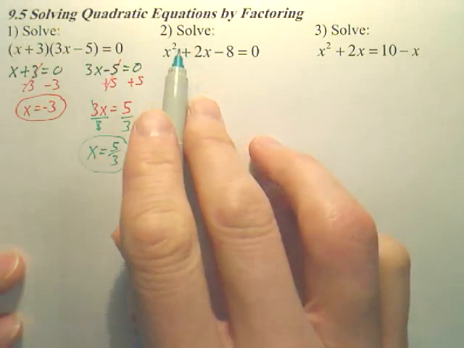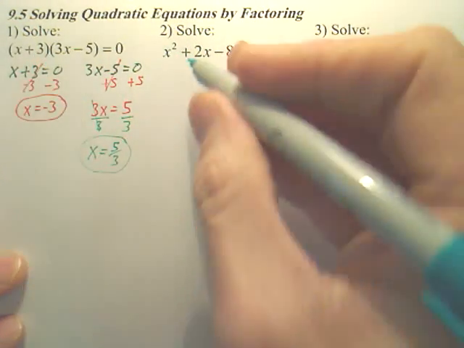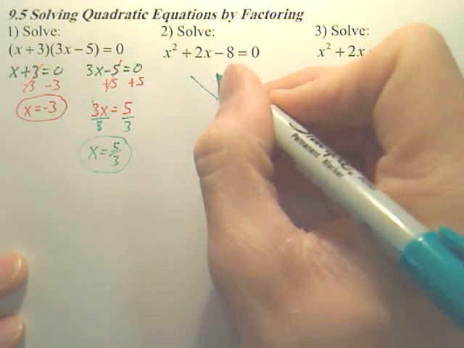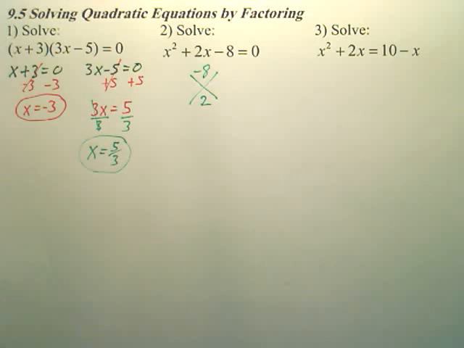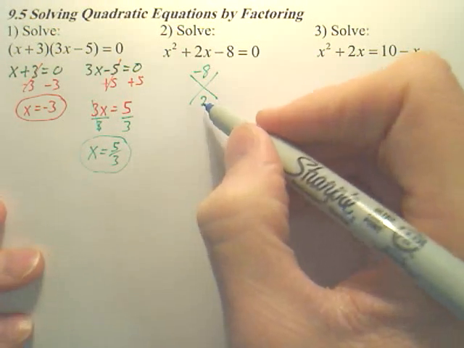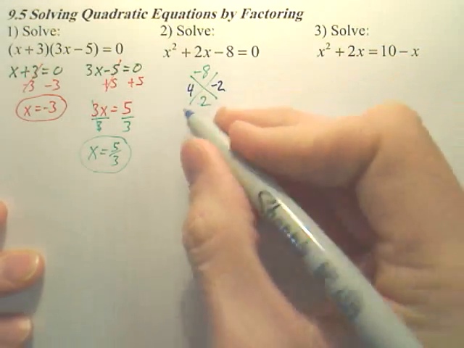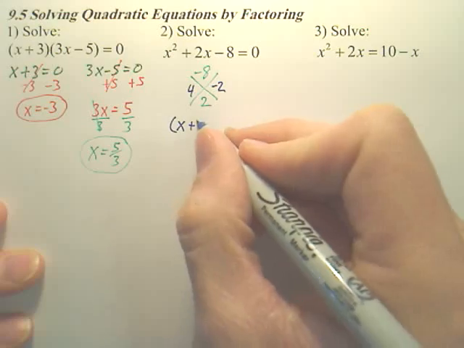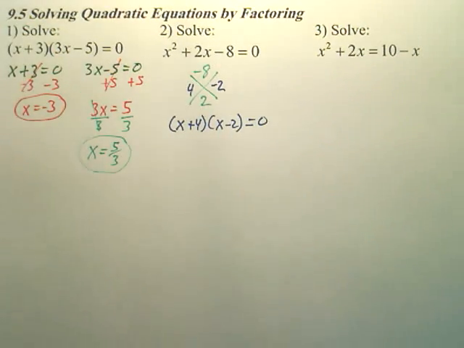Now, number 2, I want to solve this, but what I want to do is factor this so it looks like this. And the way we factor this is we do a little x thing, the -8 on top, the 2 on bottom. And now we're thinking of two numbers that multiply to get -8 and add to get 2. I believe that's 4 and -2. So we have x plus 4, x minus 2 equals 0.